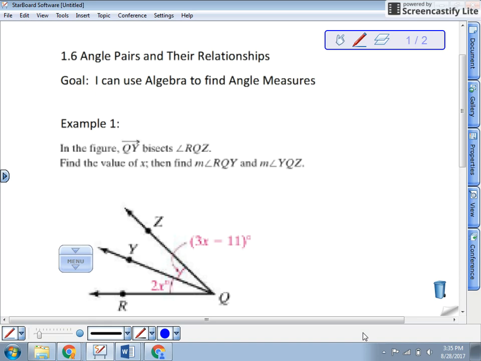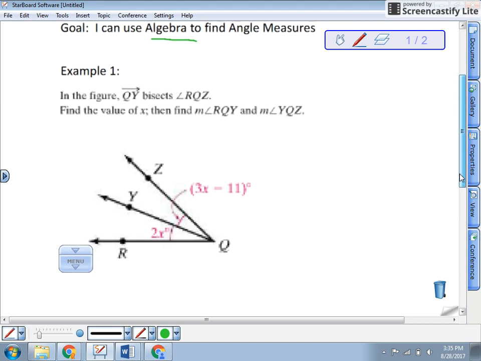Welcome to our second day on 1.6 with angle pairs and relationships. Today's focus is we're going to be using algebra to find angle measurements. So at the end of this lesson, make sure that you can do that. All right. So example 1, figure segment QY bisects angle RQZ.